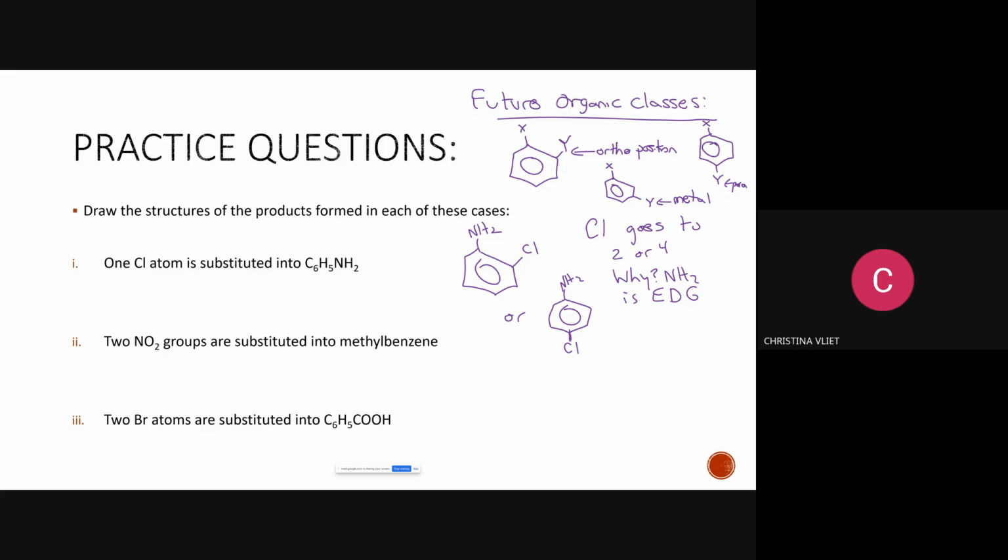Meta. The meta position. This designation is used by actual chemists. It is not used by Cambridge, but if you were to take any future organic classes, you would note that a 2, 4, 6 director is an ortho-para director. That's how I remembered it. And a 3, 5 director is a meta director. What does the one farthest to the right say? Para, the para position. So EDG, what does EDG stand for again? Electron donating group.